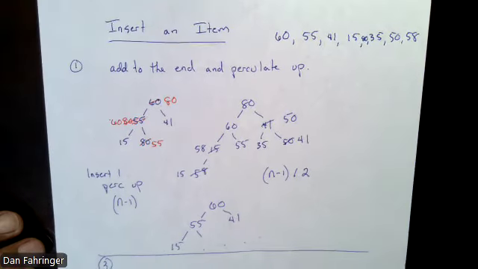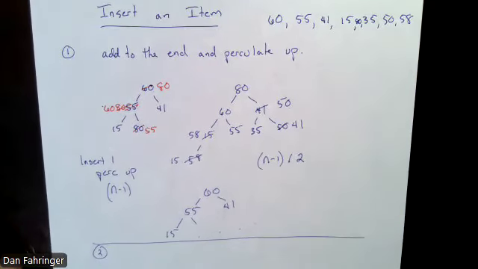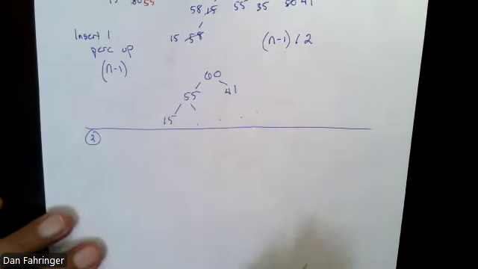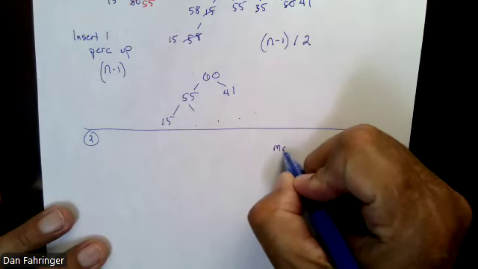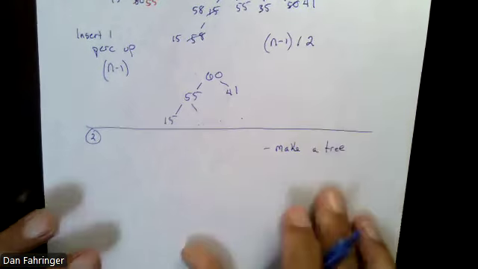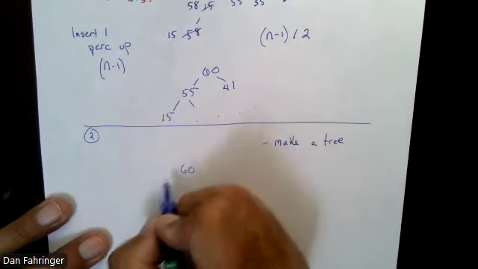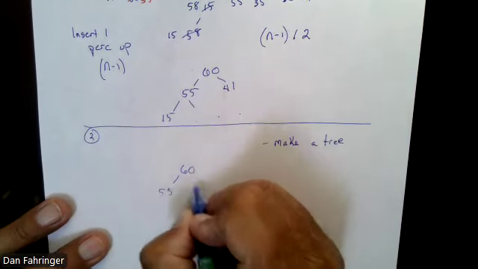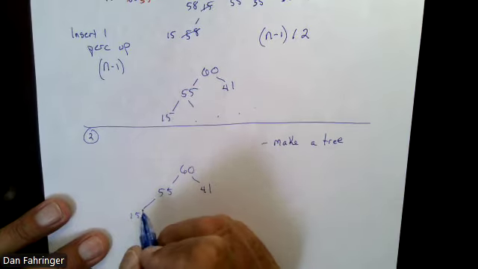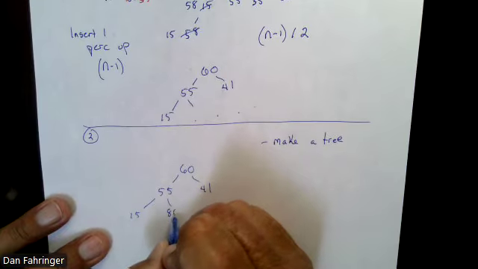Okay, so here's a second way to do it. I'm just going to take all the numbers and make a tree. So I'm going to start out by just making a tree. Oh, 60 and 55, 41. I'm just filling the array with data.